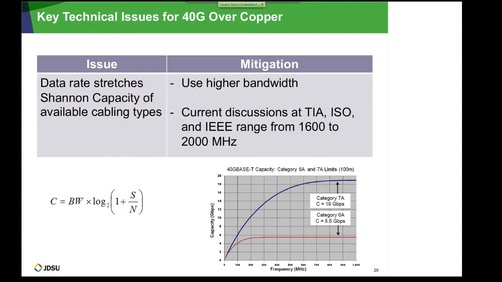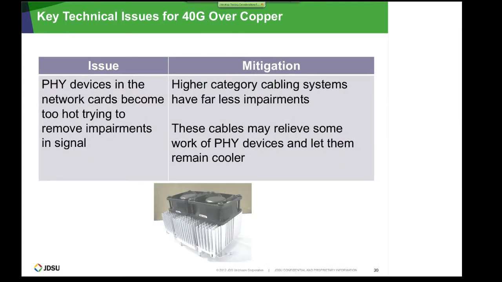To increase the capacity, it is necessary to increase bandwidth. And how to increase bandwidth? To use upper frequencies. This is, I would say, the target. And the TIA, ISO and IEEE standardization bodies are working on that and are nowadays specifying limits when the frequency range will be shifted from 1.6 gigahertz up to 2 gigahertz.